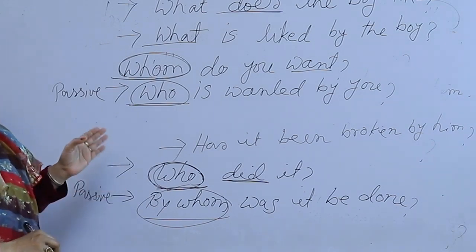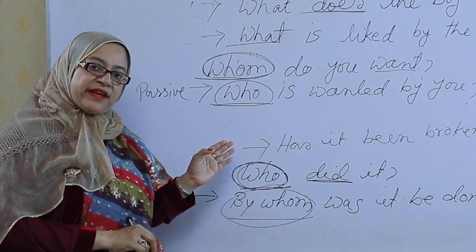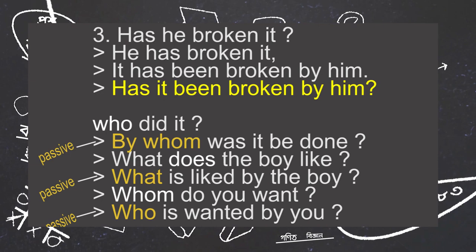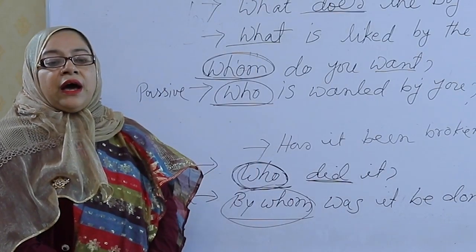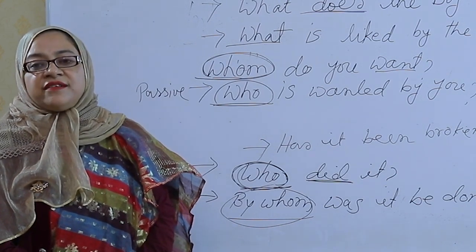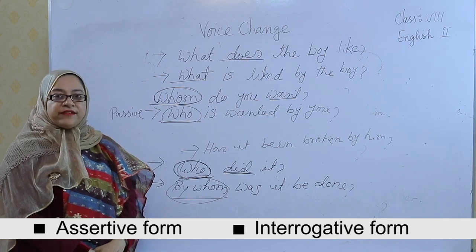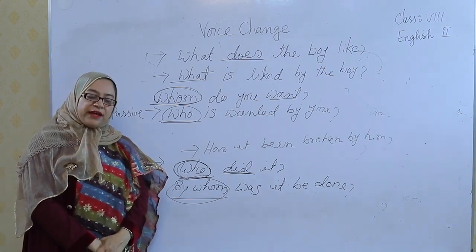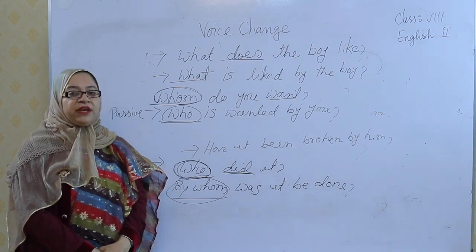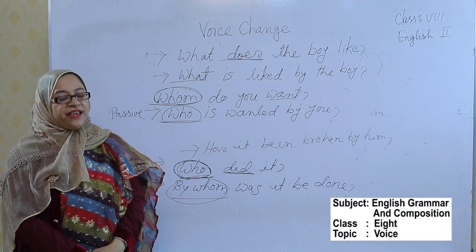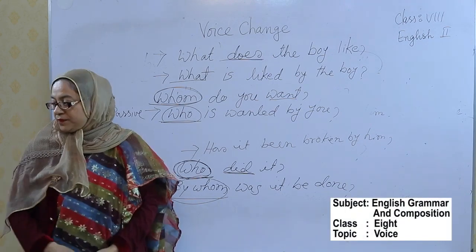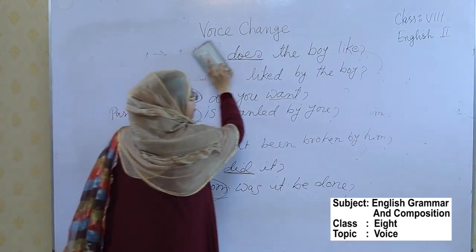How can we change from active to passive in an interrogative sentence? Today I discussed assertive form and interrogative form of changing of voice. So, I give you some examples as a home task. I hope if you practice it, it is easy for you to change from active to passive. So, write your home task.